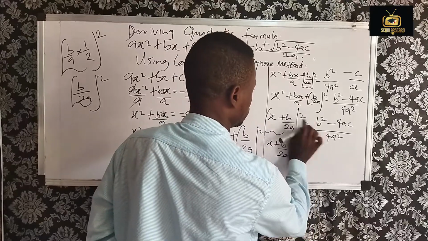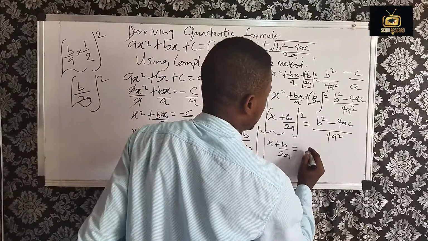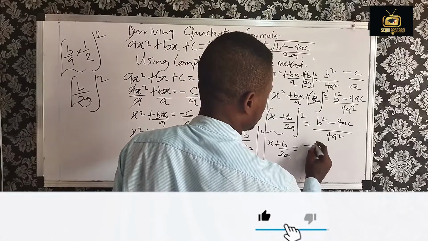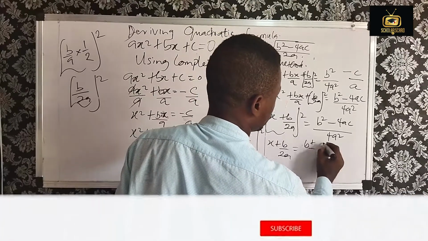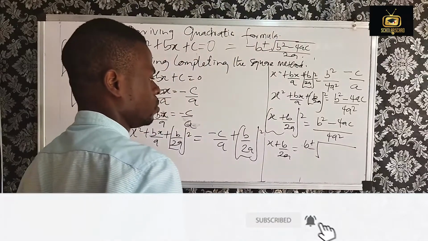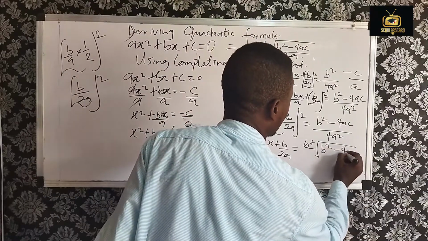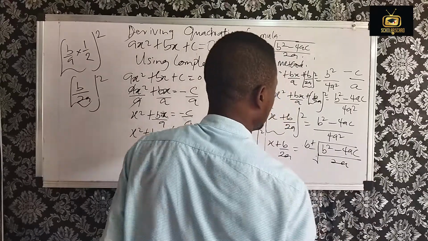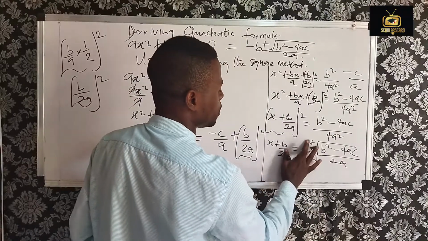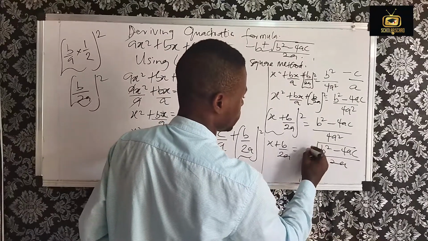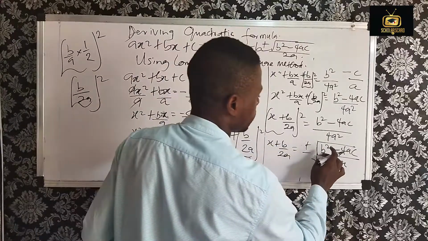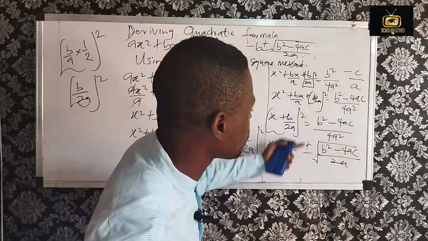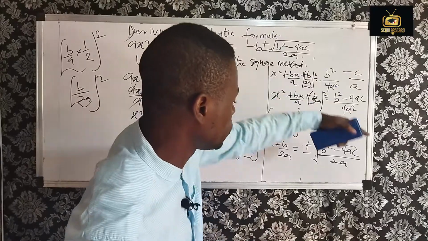When this square comes over here, it becomes plus or minus the square root of b squared minus 4ac over 2a. That is, this square when it crosses to this side turns into a square root.